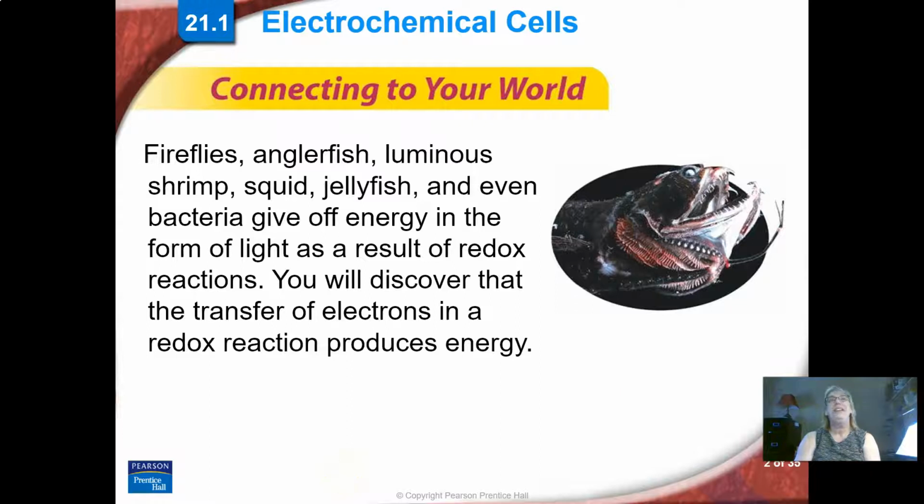And we're going to talk about redox, oxidation and reduction in electrochemical cells in this section. So there are some little animals on the earth that can make their own energy, and they can turn energy into light, and so they're doing redox reactions. Especially the ones way deep in the ocean, they make little lights to attract other things towards them so that they can eat them.